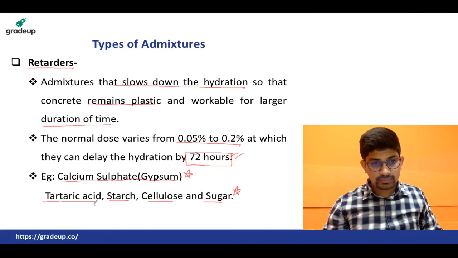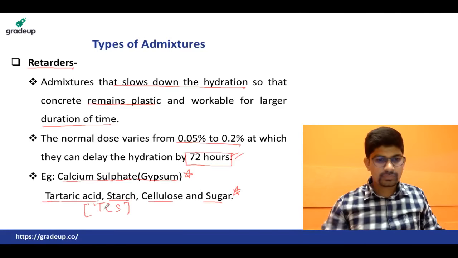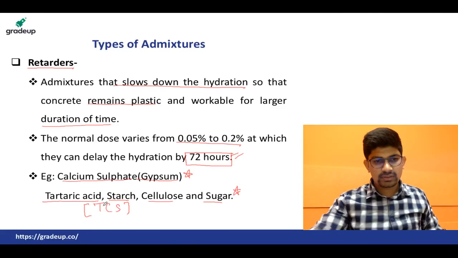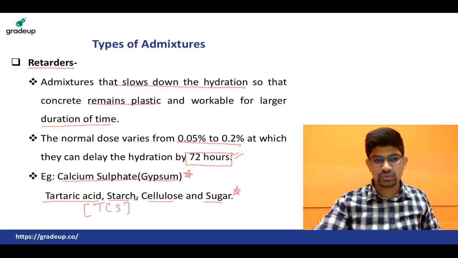Okay, so you know a very well-known TCS. In order to remember these, with retarders you can remember this acronym TCS. So T is for tartaric acid, C is for cellulose, S is for sugar, starch. Okay, so with this you may be able to remember this very well. So with retarders, TCS is tartaric acid, cellulose, starch, and sugar.